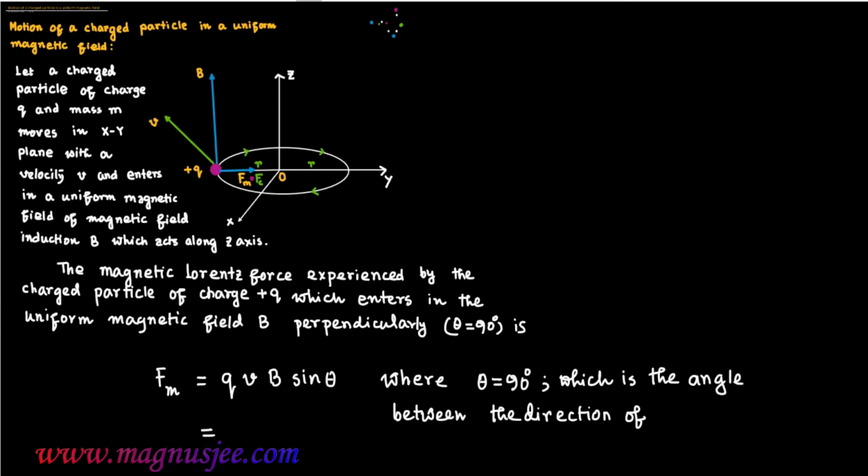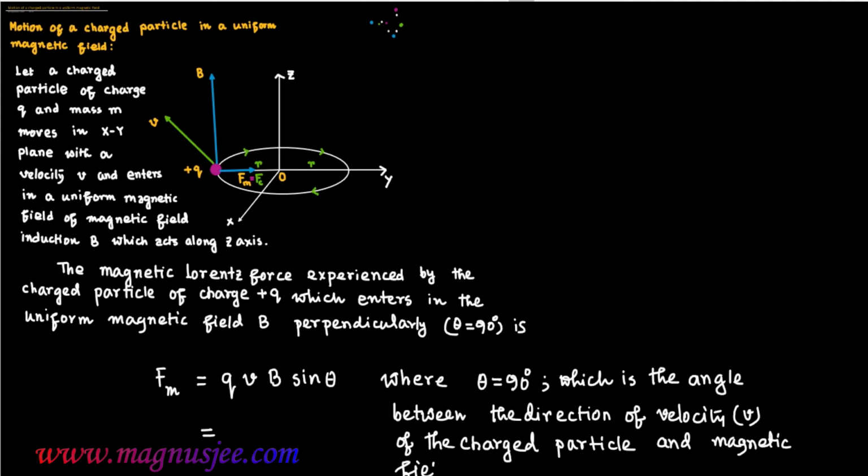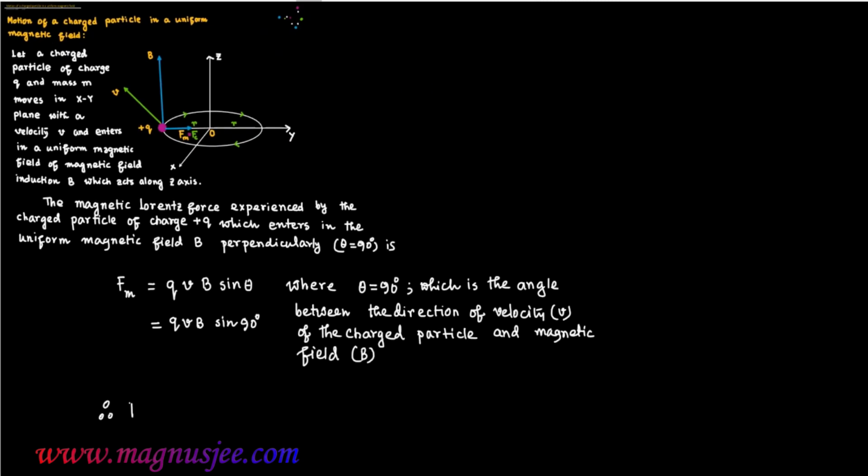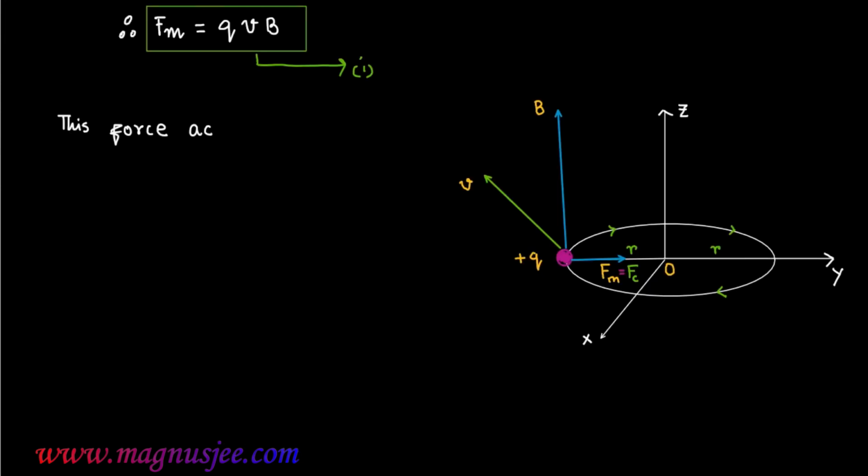Theta equal 90 degree is the angle between the direction of velocity V of the charged particle and the direction of magnetic field induction B. So Fm equal QVB sin 90 degree. Therefore, Fm equal QVB. This is the expression of magnetic Lorentz force experienced by the positively charged particle which enters with a velocity v perpendicular to the direction of magnetic field induction.